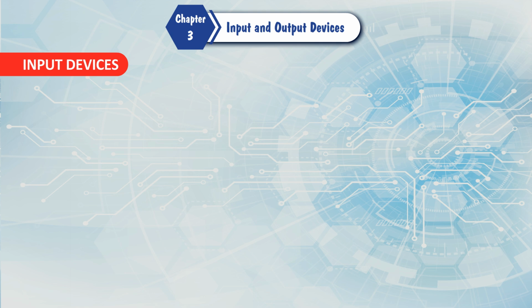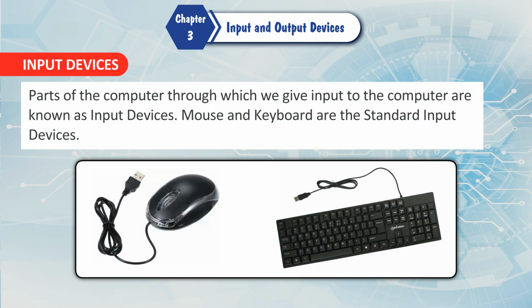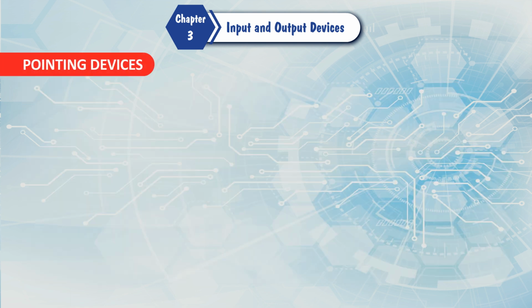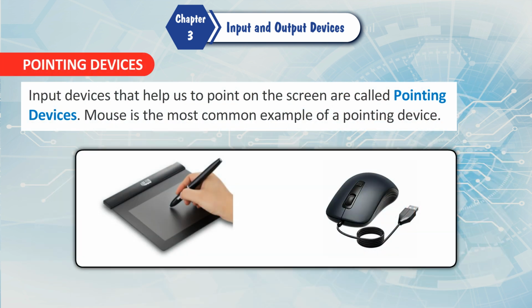Input devices. Parts of the computer through which we give input to the computer are known as input devices. Mouse and keyboard are the standard input devices. Other input devices include scanner, joystick, light pen, web camera, touchscreen, microphone, and many more. Pointing devices. Input devices that help us to point on the screen are called pointing devices. Mouse is the most common example of a pointing device.